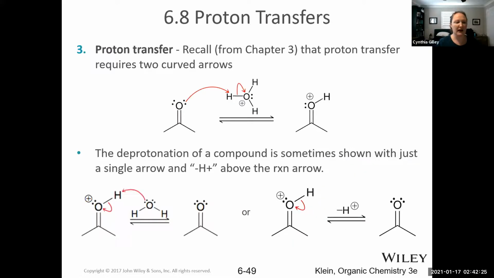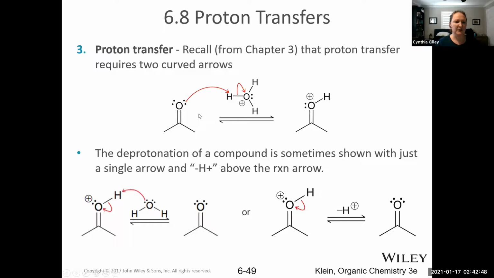The third pattern is proton transfers. And these are, again, just the transfer of the hydrogen's nucleus from one species, which we call the acid, to the other species, which we call the base. And we need a minimum of 2 arrows to show proton transfers. And here are some examples.